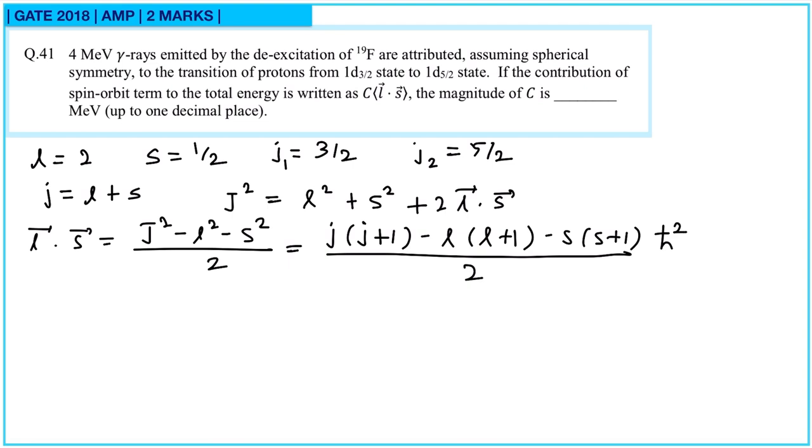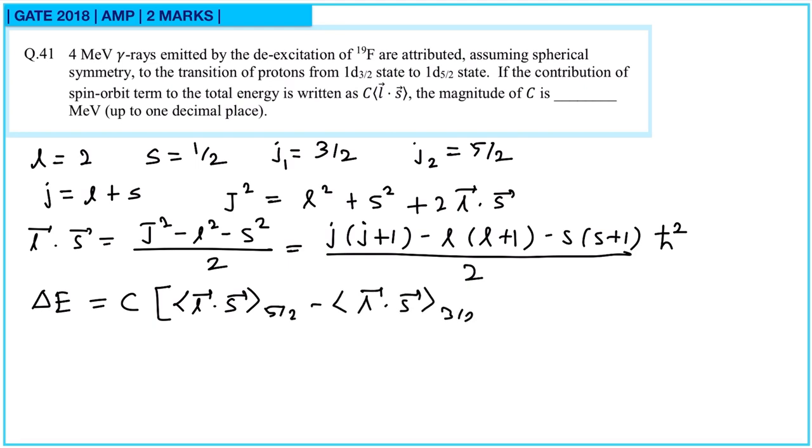Now we have to calculate delta E. Now this delta E will be the difference between these two. So this will be equal to some constant, let's assume that constant is C, and into we have this separation. So that is the value of L dot S for 5 by 2 minus the value of L dot S for 3 by 2. So this will be equal to C into. Now L dot S, here the L value is same for both and S value is also same for both. So we don't have to consider it because anyway it will be cancelled out, it will be subtracted. So we'll consider only this first part.